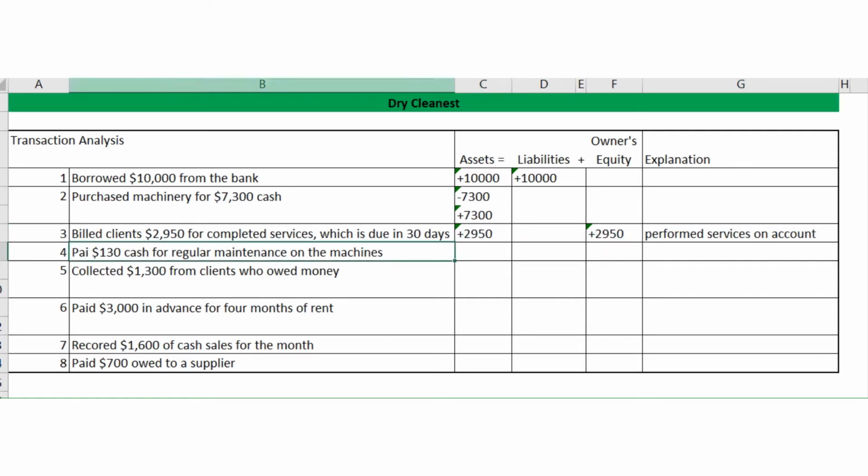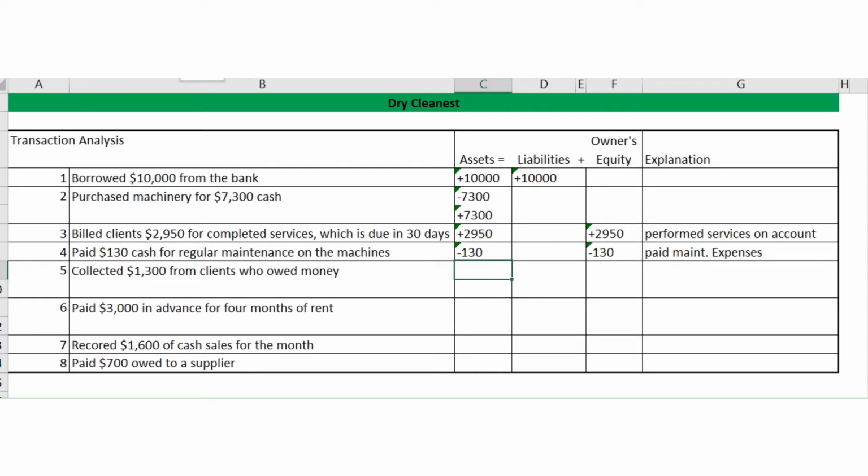Item number 4 is we paid $130 cash for regular maintenance on the machines. Again, we're using cash, so take out $130. And maintenance is a maintenance expense. Expenses decrease owner's equity. And that's because we paid the maintenance expenses.